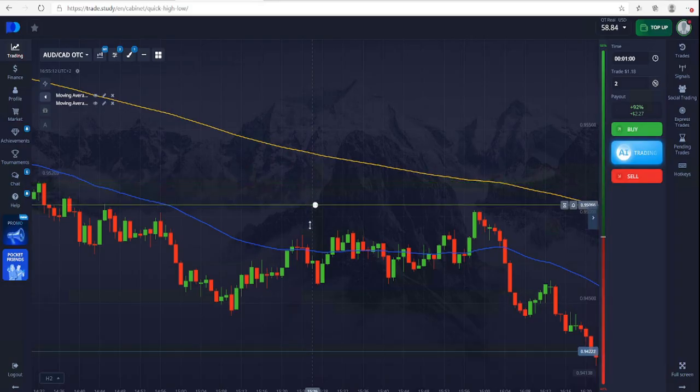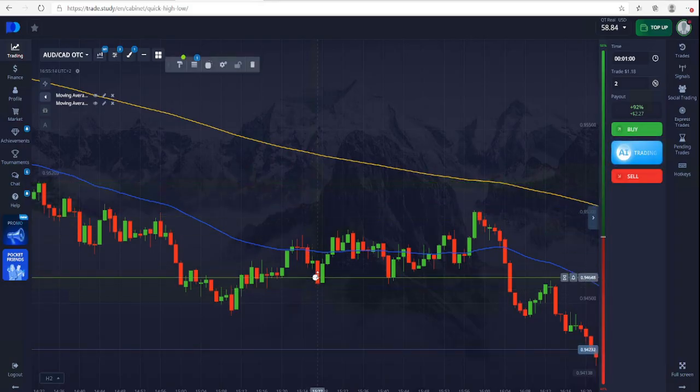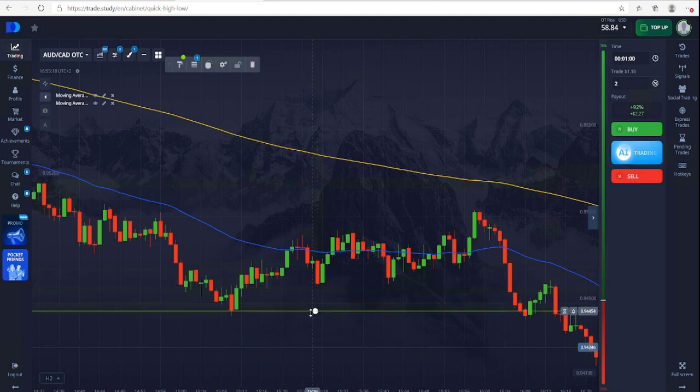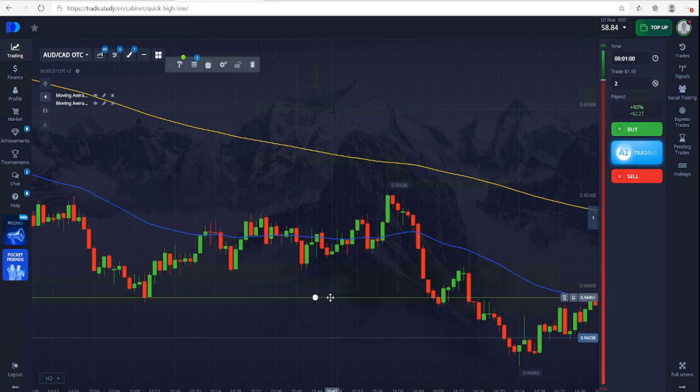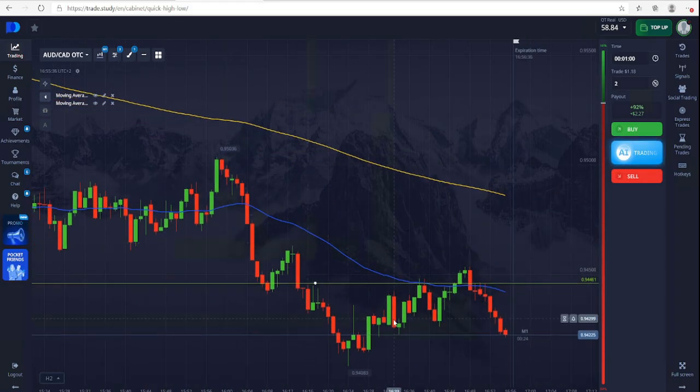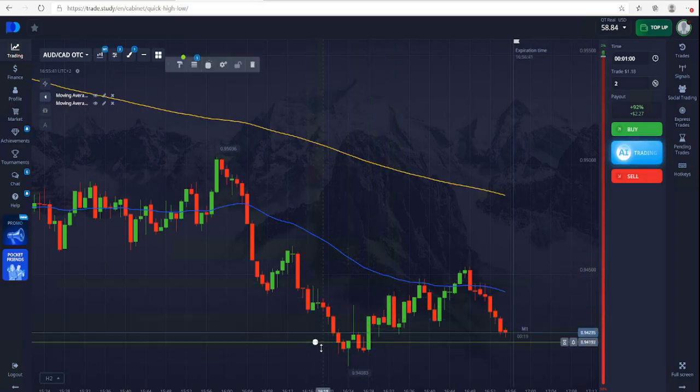I'll just use this. So now this was broken here. Remember the body break here, and we take a sell here. So it's a winning trade, and currently we have this area. So we'll be looking for price to come and break this area.